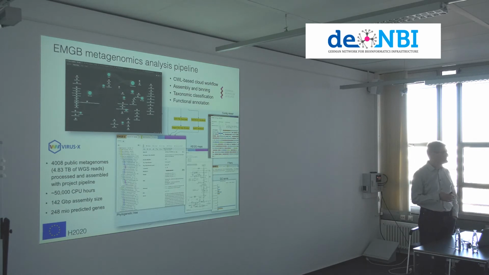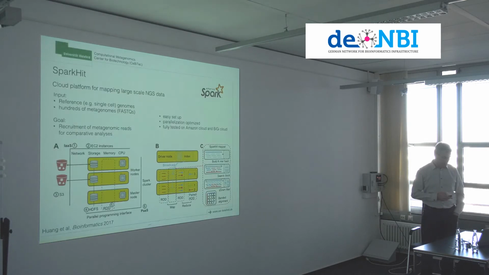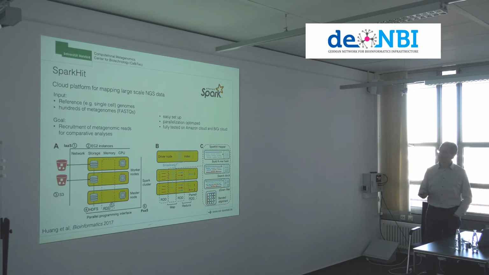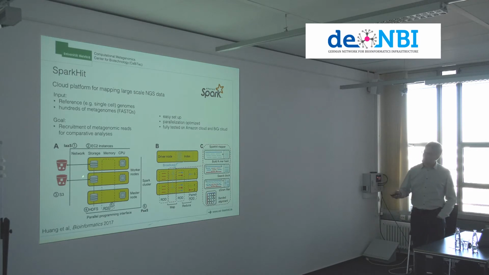So this is just one example of how you can make use of these data sets, the public data sets, and integrate them into your analysis, just to hopefully get a better understanding of what you're looking at with more data. And then the last example is this one here, SparkHit. This is a platform for large-scale analysis, again, of these next-generation sequencing data in the cloud. So it's a cloud-based platform.